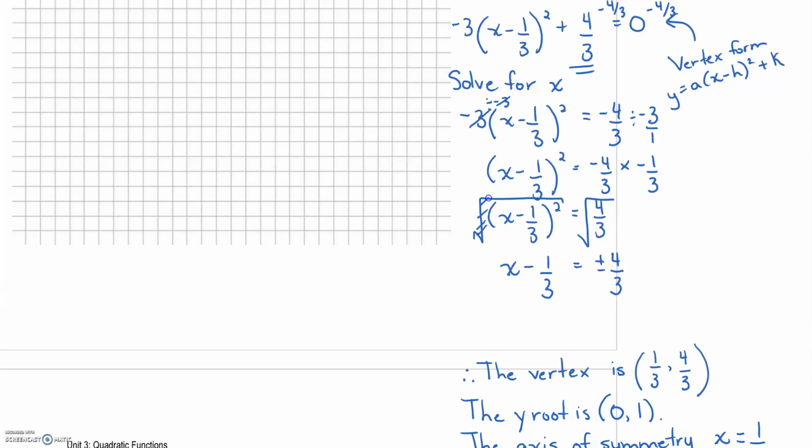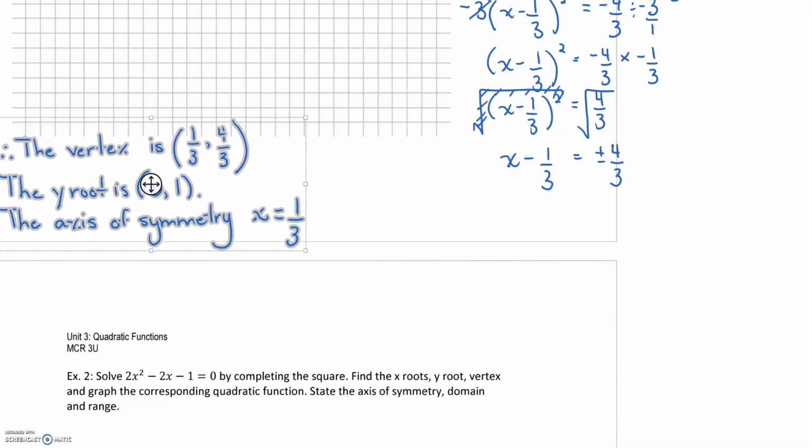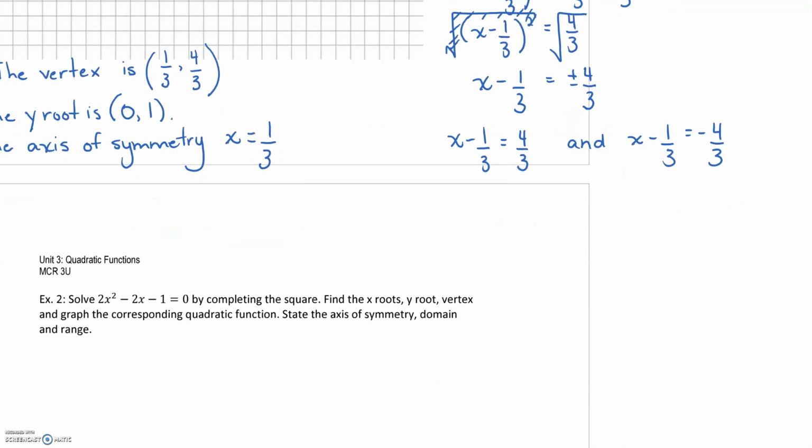Remember that a square will cancel out a square root, so that's why we're left with just x minus 1 over 3. So at this point, we're going to split it up into two different equations. We're going to have x minus 1 over 3 equals positive 4 over 3. And we're going to have x minus 1 over 3 equals negative 4 over 3. That's why you need the plus and the minus. So then we can just solve, because it's a linear equation. We're going to add 1 over 3 over here.